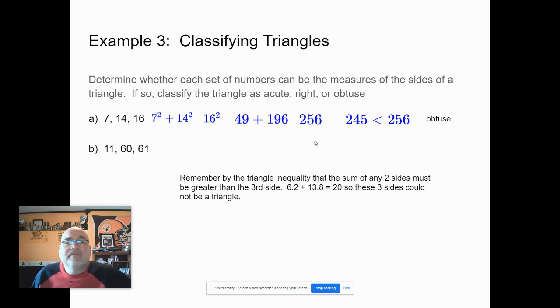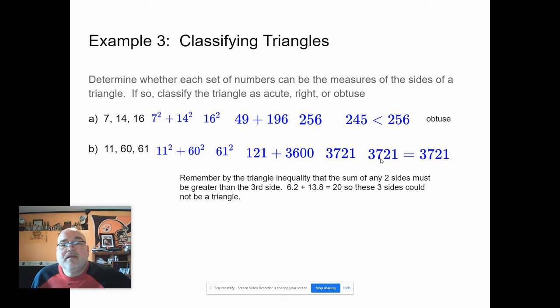Look at B. 11, 60, 61. 11 squared plus 60 squared. Again, 11 and 60 have to be the legs because they're the shorter two sides, compared to 61 squared. 11 squared is 121. 60 squared is 3,600. 61 squared is 3,721. 121 plus 3,600 is 3,721, which equals 3,721. Therefore, we have a right triangle.